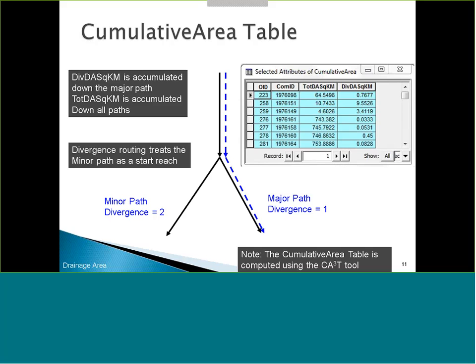And so the minor paths are treated like headwater start reaches, and it works out very nicely for flow analyses and things like that. It's used a lot, and frankly, I use it a lot also. But we also have the total drainage area for any flow line.